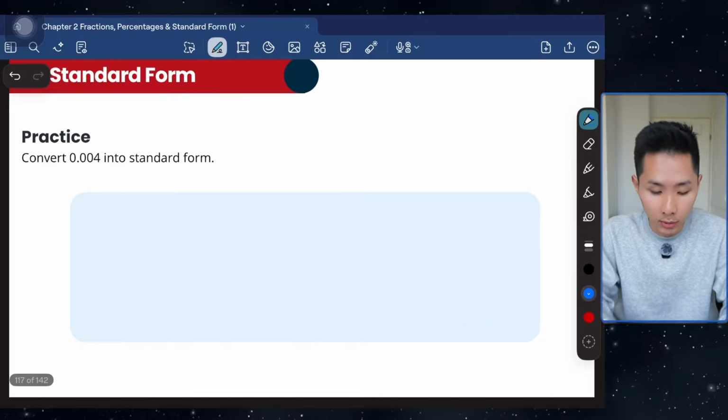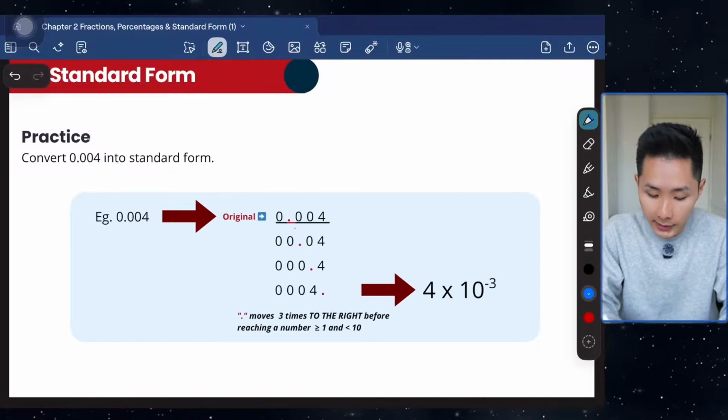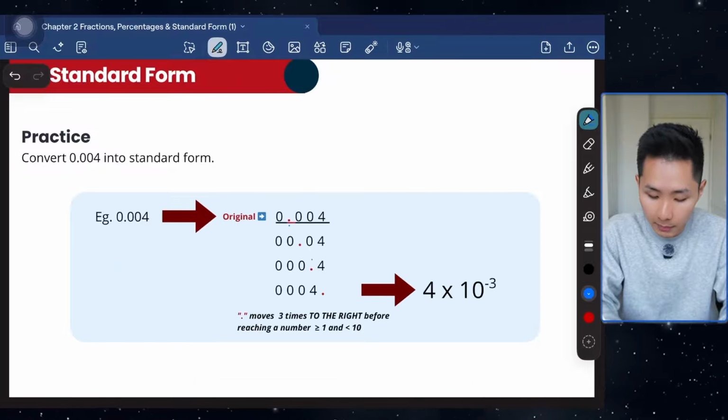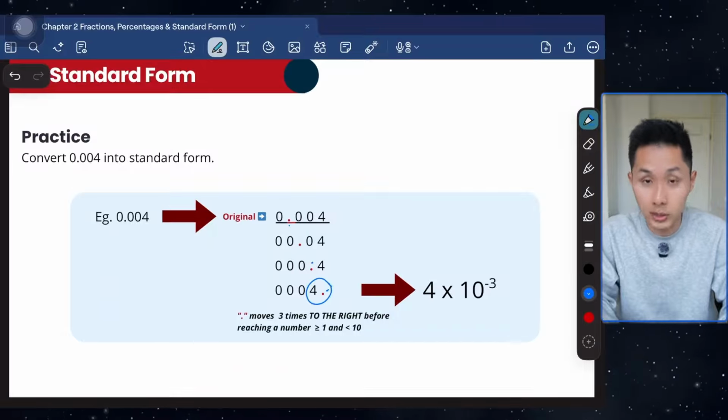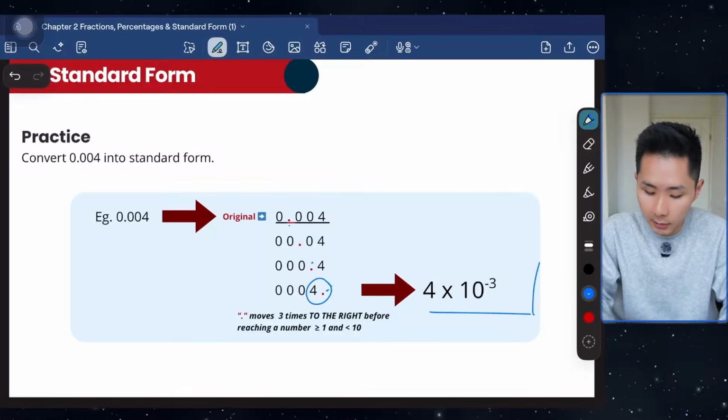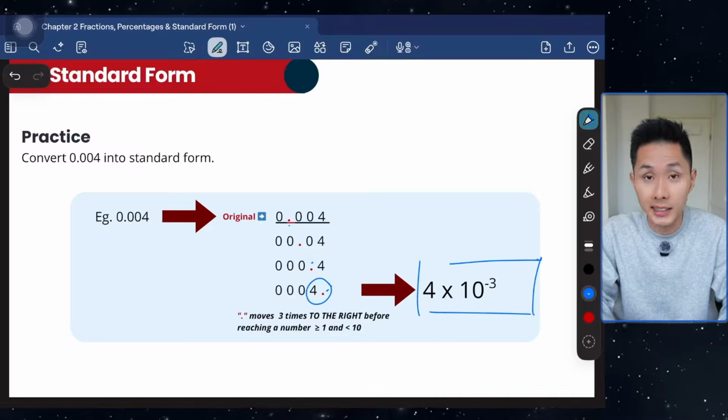Another practice, 0.004. The initial decimal is here. So I move 1 step, 2 step, 3 step until I have 4.0, which is in between 1 to 10. 3 steps to the right. That's why my index is negative 3.